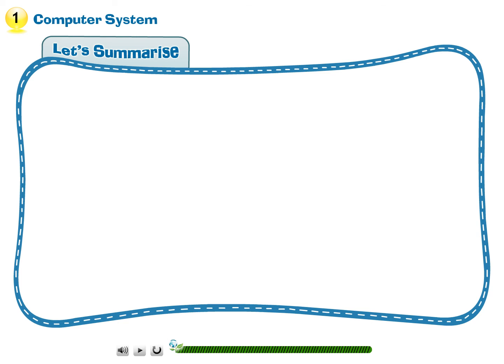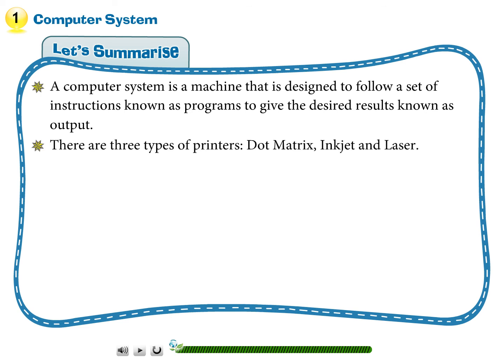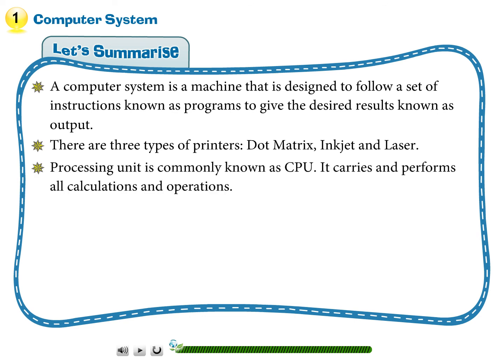Let's summarize. A computer system is a machine that is designed to follow a set of instructions known as programs to give the desired results known as output. There are three types of printers: dot matrix, inkjet, and laser. The processing unit is commonly known as CPU. It carries and performs all calculations and operations. CPU is divided into three parts: ALU, CU, and MU.